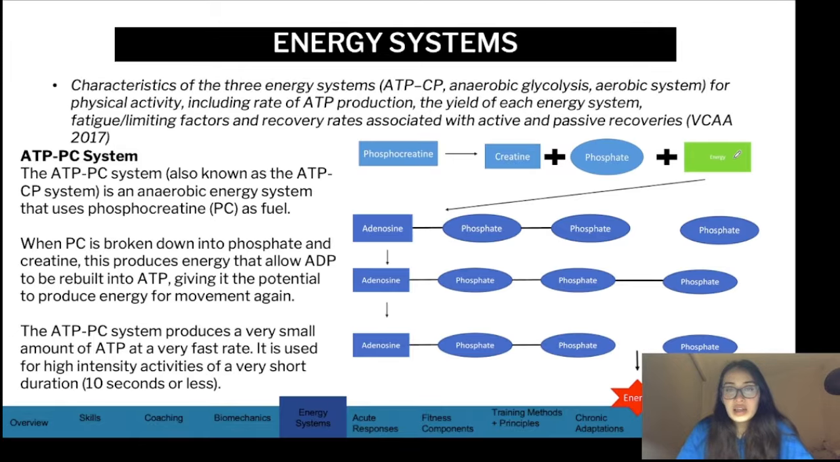So you break it down, it releases energy. This energy which is released can build up ADP into ATP, so you end up with ATP. And then you can snap this bond again and release that energy. We can use that ATP energy produced there to power very high intensity, short duration exercise or activity. Okay, so about 10-15 seconds or less.